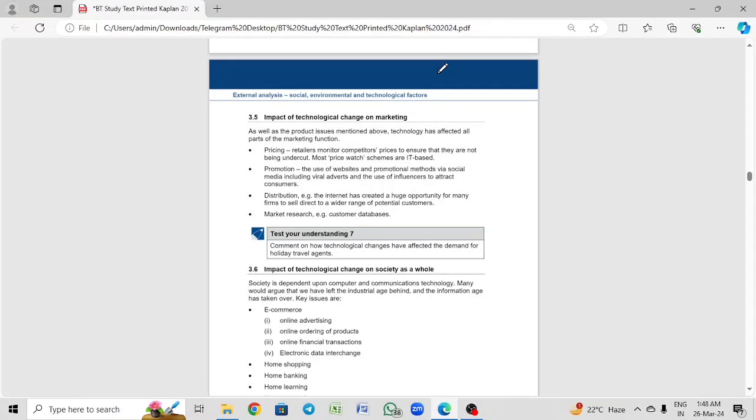Now the distribution channel. Earlier we used to have the manufacturer, then the wholesaler, then the retailer, and then the product finally reaches the consumer. But nowadays, direct from the factories the product is being given to the consumer. There are various companies that sell their product directly to the consumer. So the distribution channel changes. And there are market researchers. Market research has become continuous. The customer database that organizations have is very large.